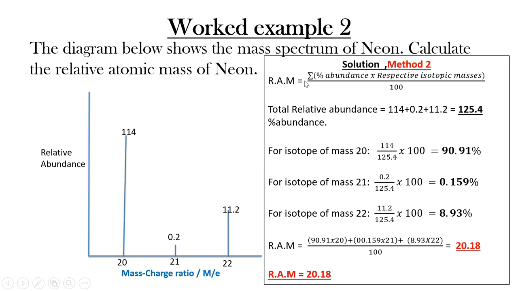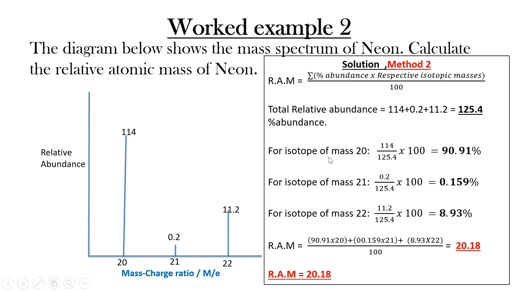In this case, we are looking at the summation of percentage abundance times respective isotopic masses over 100. So here in this question, they have not given us percentage abundance. So what we need to do is to first calculate the percentage abundance of each isotope. How do we get percentage abundance? We first get the total relative abundance, which becomes 114 plus 0.2 plus 11.2. Here we get 125.4.